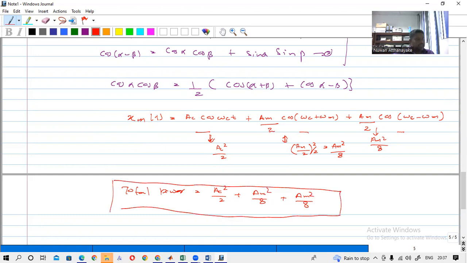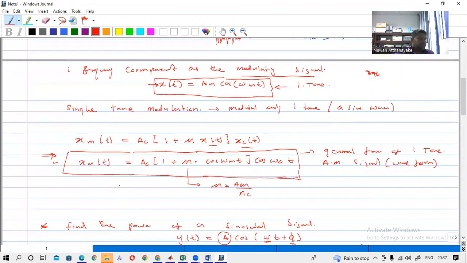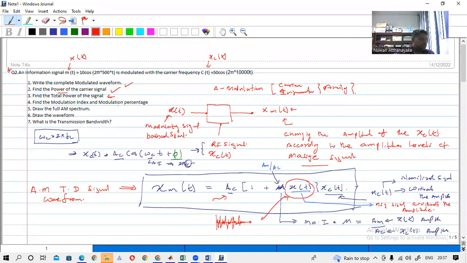It is also very easy. Here you are asked to find the modulation index, that is nothing but AM divided by AC. This is the modulation index, and if you want the percentage, you get the modulation percentage. So here it is 10 divided by 5, that means 1 by 5, that means 0.2. So mu is equal to 0.2, and the modulation percentage is 20.